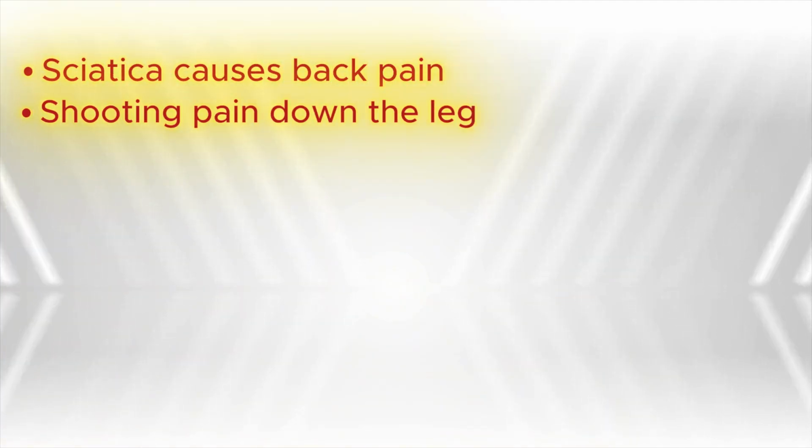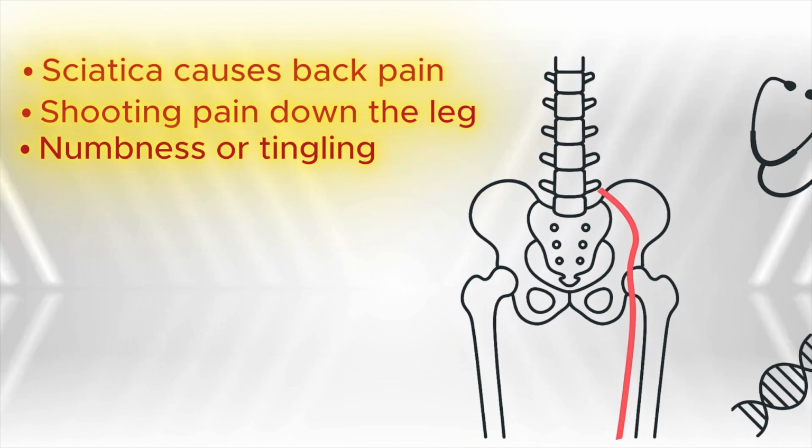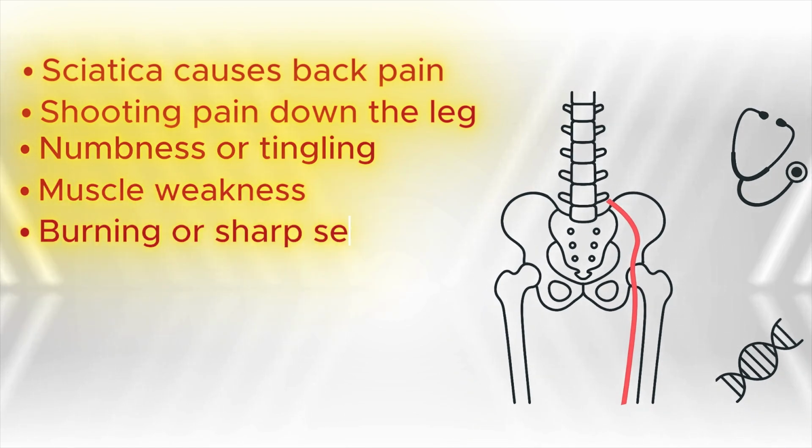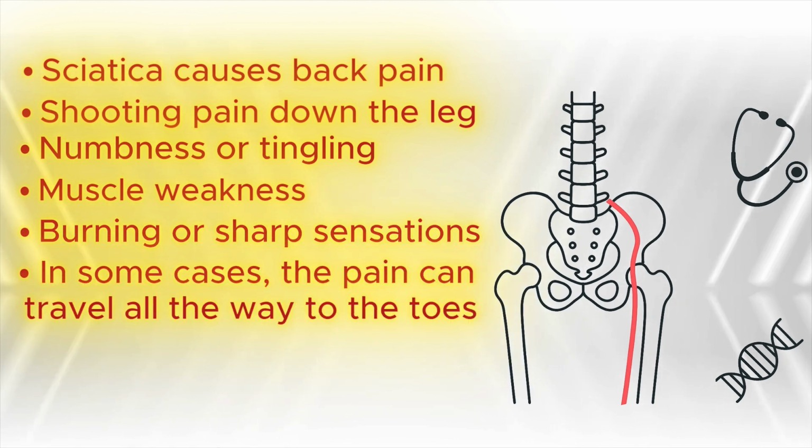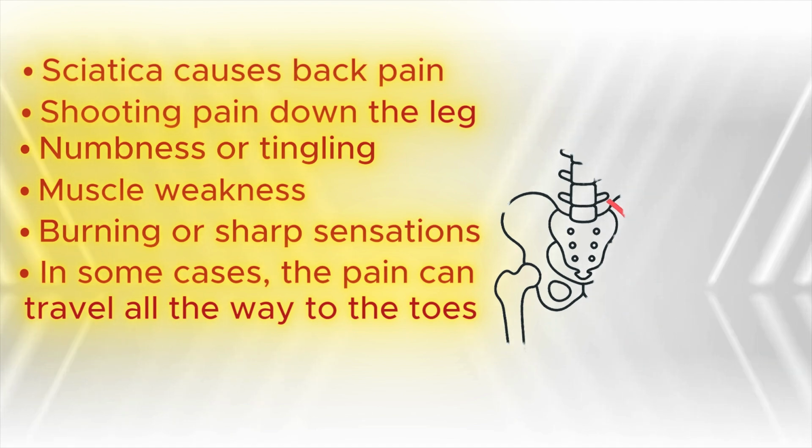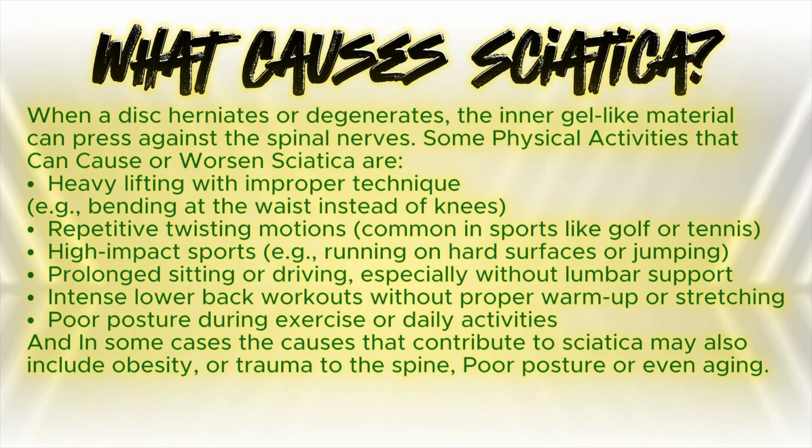Sciatica causes back pain, shooting pain down the leg, numbness or tingling, muscle weakness, burning or sharp sensations. In some cases, the pain can travel all the way to the toes. What causes sciatica? When a disc herniates or degenerates, the inner gel-like material can press against the spinal nerves.